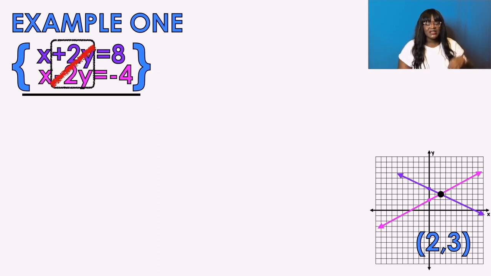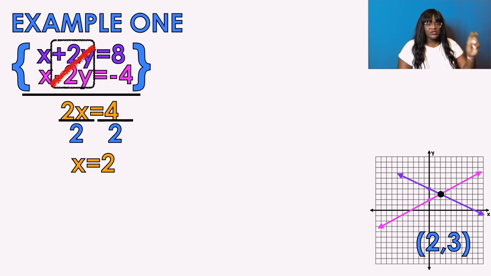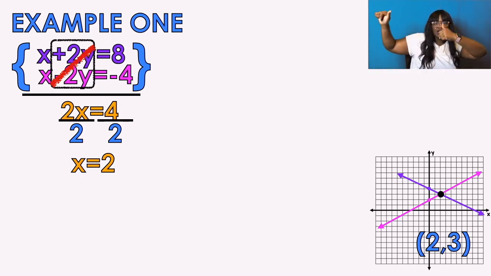So I'm going to add down. That means I add purple X plus pink X, which gives me 2X, and I add 8 minus 4, which gives me +4. Now in this new equation with no Y variable in it, I'm going to divide by 2. X equals 2. I have half my answer. Does it match our graph? It sure does.